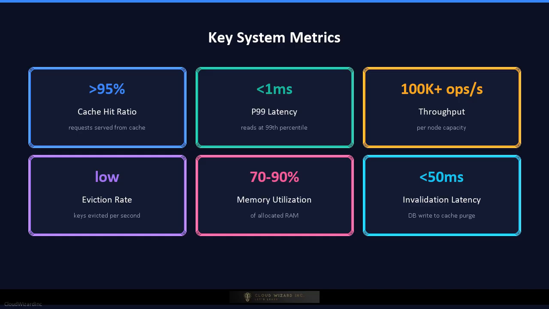Replication lag, how far behind replica nodes are from the primary. Critical for read consistency. Invalidation latency, the time from a database write to the corresponding cache entry being invalidated. These metrics are what the business actually cares about.